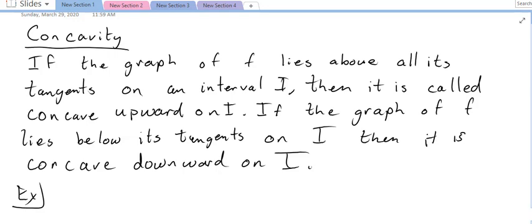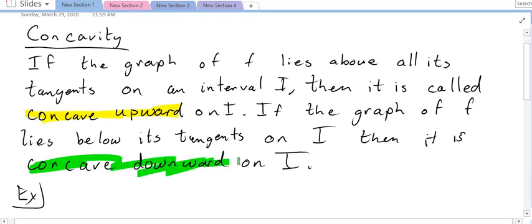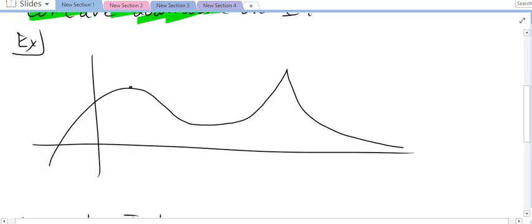So if the graph of f lies above all of its tangents on some interval I, then the graph is called concave upward. If the graph lies below its tangents, then it's concave down. So we've got two concepts here, concave up and concave down, that we are trying to understand correctly.